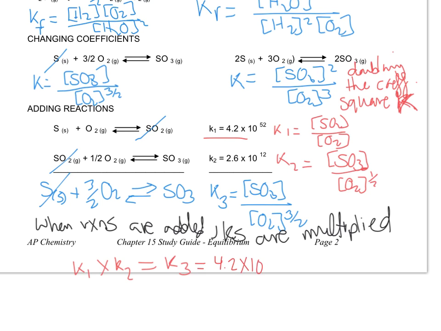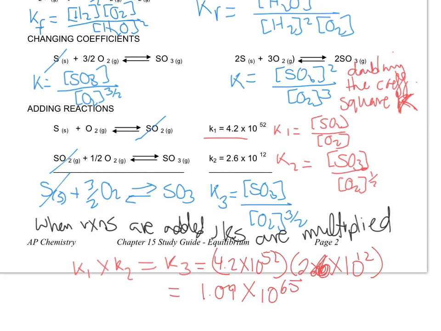So 4.2 times 10 to the 52. Wow, that's a very product-favored reaction. Times K2, which is 2.6 times 10 to the 12th. That ends up being 1.09 or 1.1 with sig figs times 10 to the 65th. So that's an even more product-favored reaction. So when you add your reactions together, you multiply your Ks.